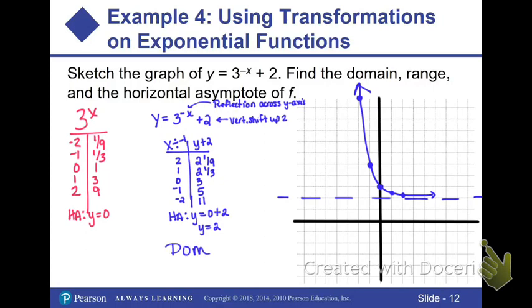So looking at our graph here, we can see that our domain goes to the left and it keeps going to the right. Therefore, it's negative infinity to infinity. Our range, though, does not keep going down. So our range starts at but does not touch that horizontal asymptote at 2, and my graph keeps going up to positive infinity. So there's the domain and the range for this problem.